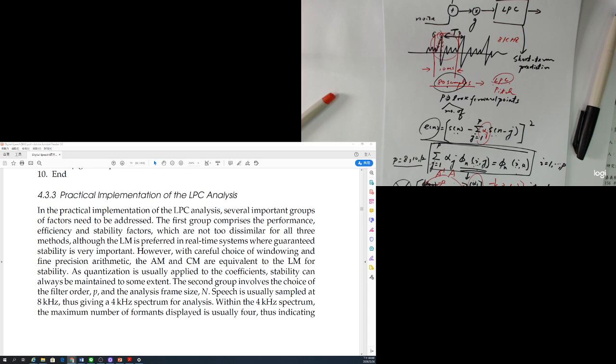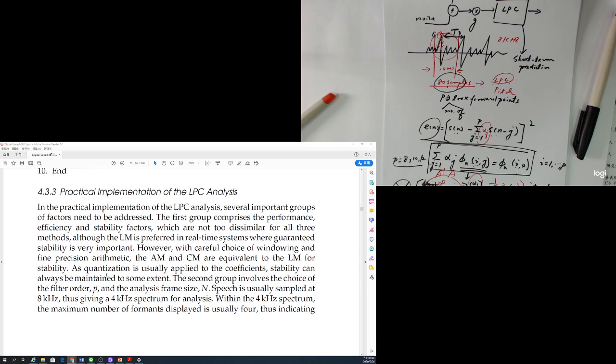So sometimes the autocorrelation method and covariance method are equivalent to the lattice method for stability, because they have an inverse metric to do the calculation. If we consider quantization of the coefficients, sometimes stability would be maintained to some extent. So they have some stability check during your decoding.